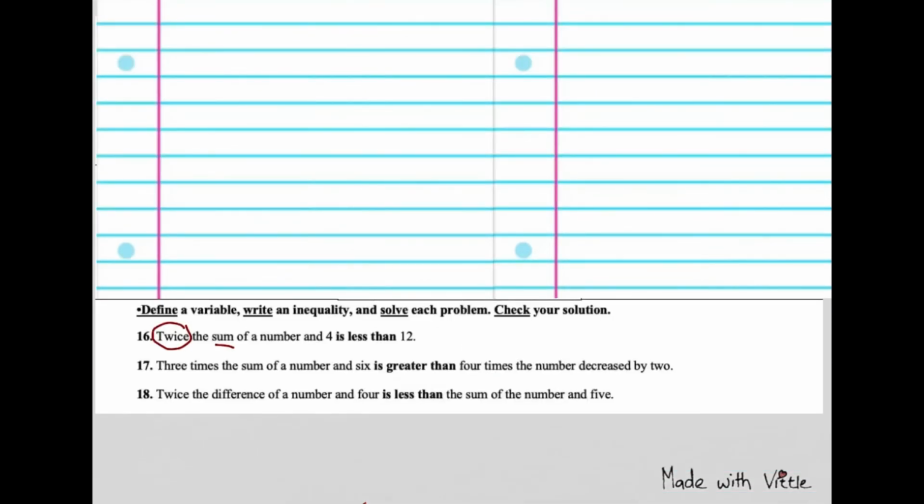Twice the sum of a number and 4 is less than 12. Twice means 2 times. 2 times of the sum. Sum of what? A number and a 4. So it should be inside a parenthesis. That number, it could be an n plus 4.